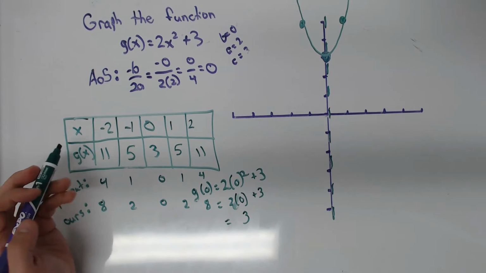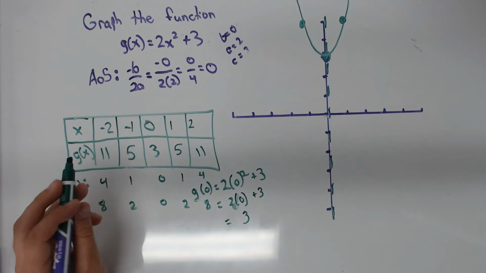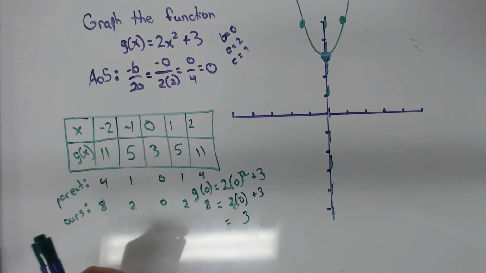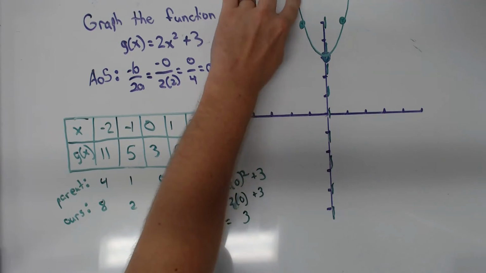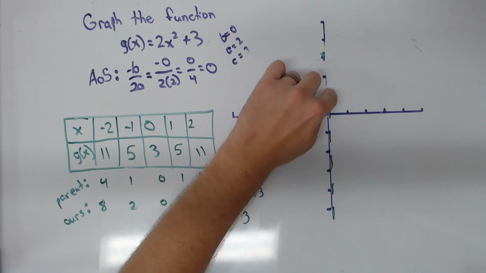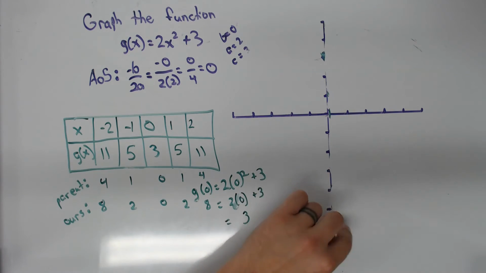This is one way of doing it, just with a table of values and finding your axis of symmetry. The next one's going to be vertex form. So I should be able to do that just erasing this. Don't feel like drawing a whole new coordinate grid.